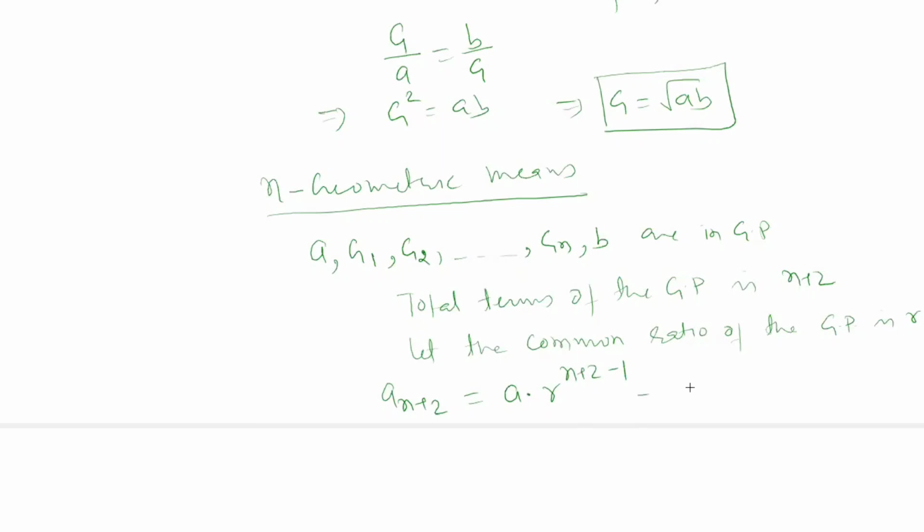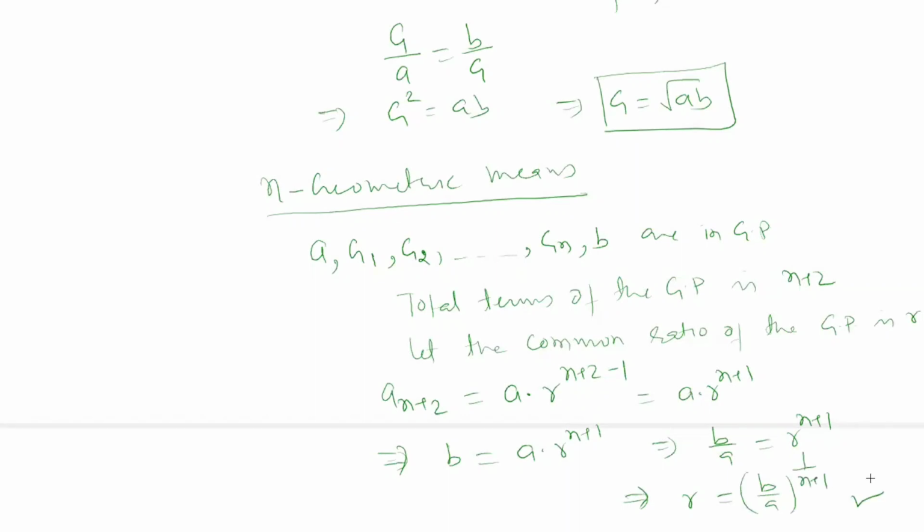which is going to be equal to a into r to the power n plus 1. While a(n+2) is actually equal to b. So b equals a into r to the power n plus 1. So this means that b by a is equal to r to the power n plus 1. Or you can say that r is equal to b by a to the power 1 by n plus 1. So this is your r.